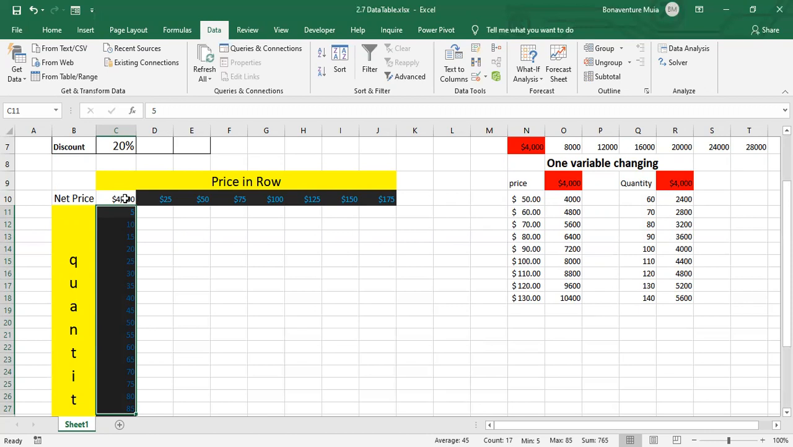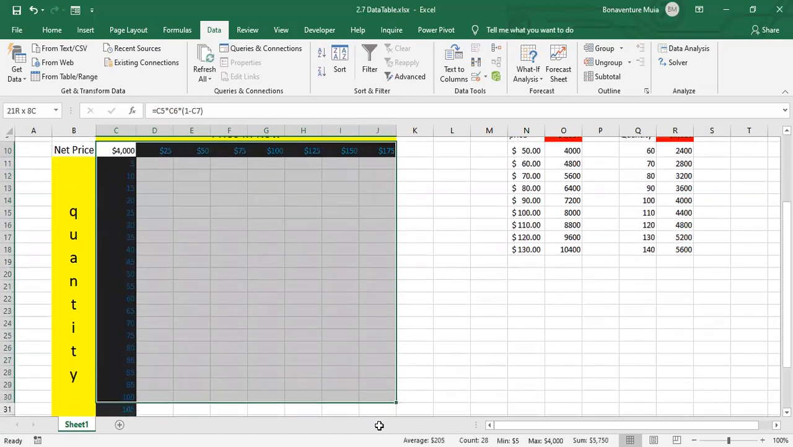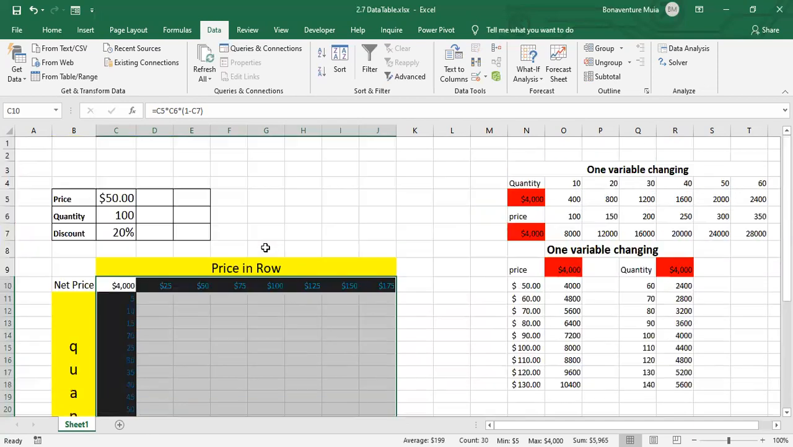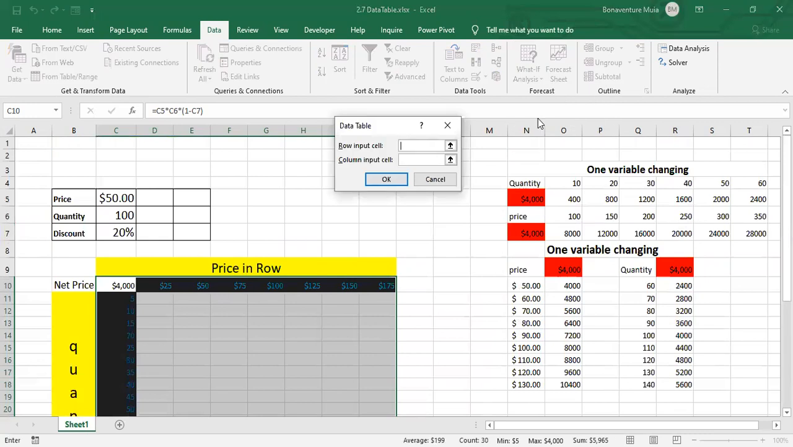So what we need to have, we got the formula for the net price here. So I highlight everything. Highlighted. Good. Everything highlighted. So go to data table. Under the what if analysis, you have to input the row input cell. The row input cell here is the price. Next, we got the column input cell. What is the column input cell? It is quantity. You can see the quantity down here. So quantity. After that, what else do you need? Click OK.